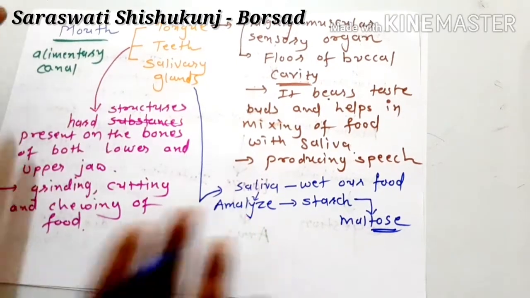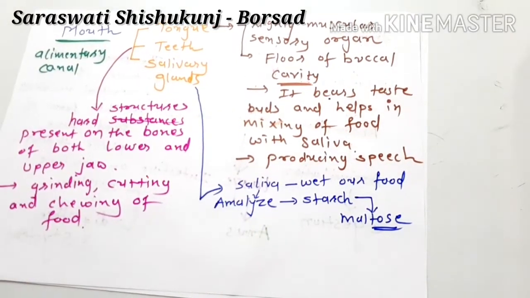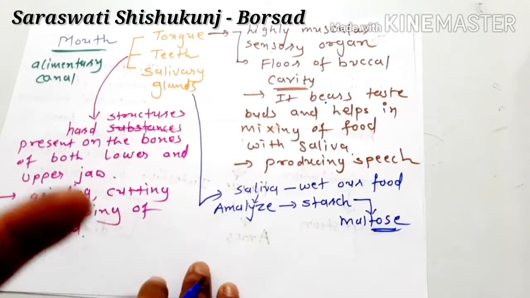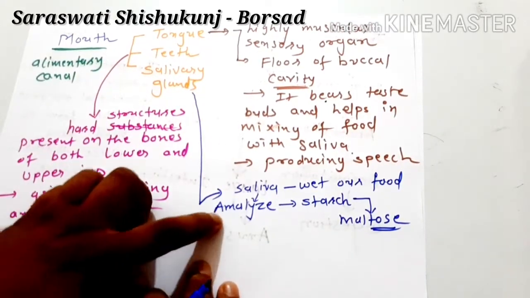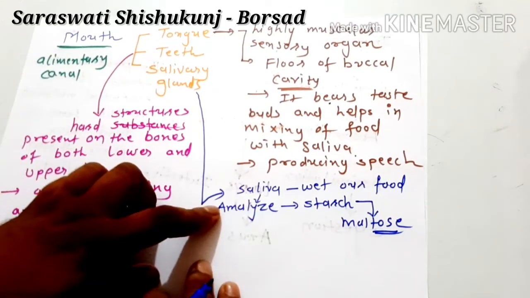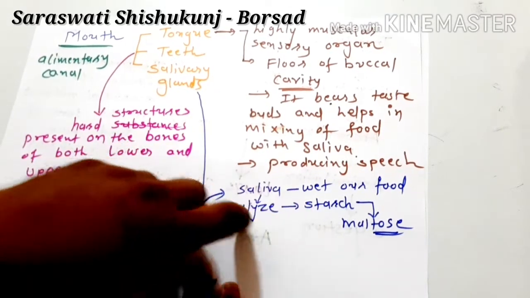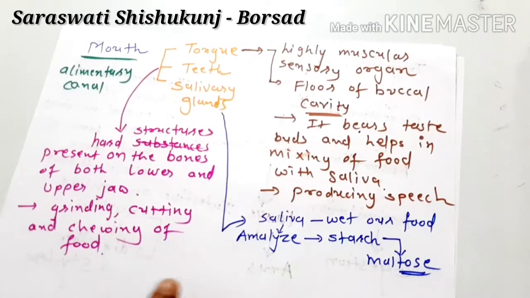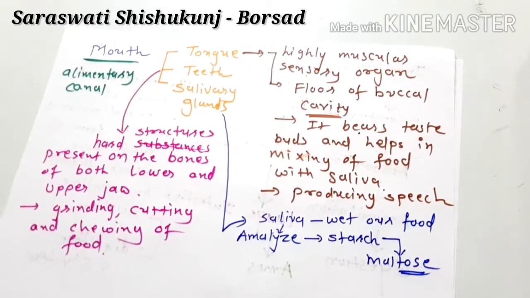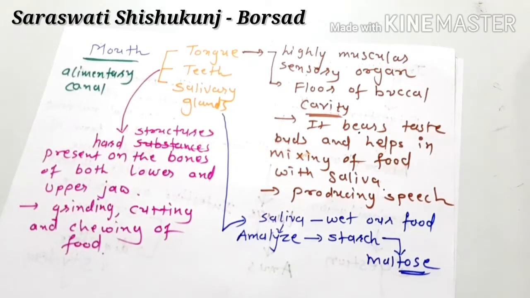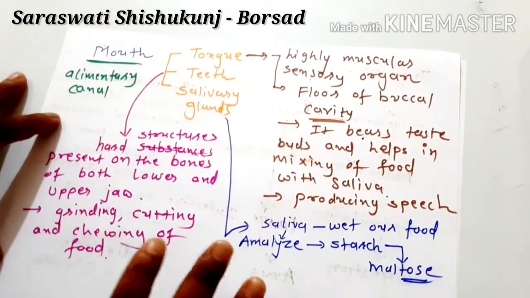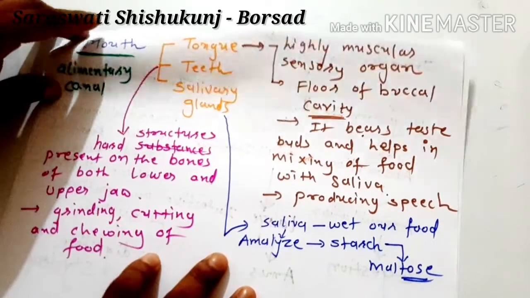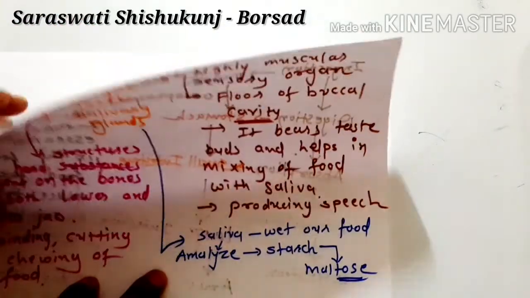Saliva is also very important. It wets our food, and as the food is wet, it is very easy to swallow. In saliva, there is the amylase enzyme. This amylase converts starch into maltose. After all this happens in the mouth, our food, with the help of the esophagus, moves to our stomach.